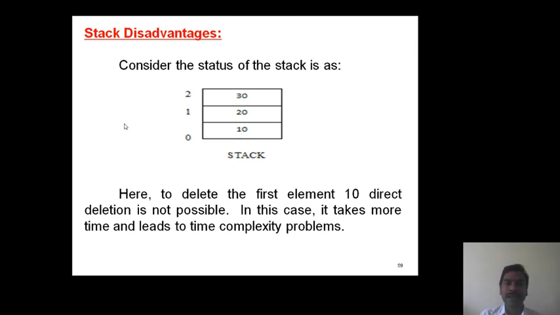Now after deletion of 10, again 20 and 30 are pushed into the stack. That means to delete this particular element, we apply some additional operations. In such cases, it leads to time complexity problems. So here, direct deletion of the first inserted element is not possible. To overcome this disadvantage, we go for another type of data structure called queue data structure.